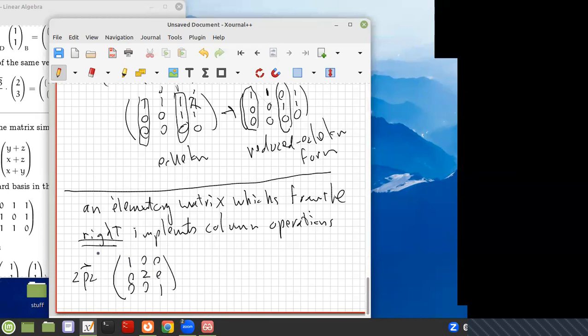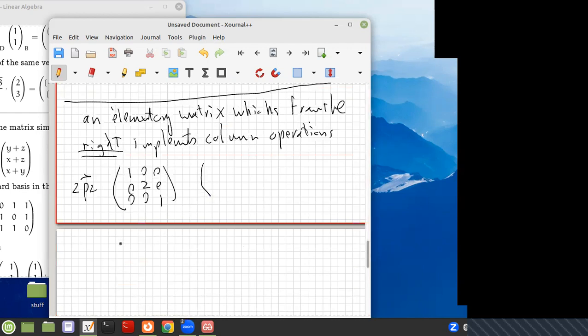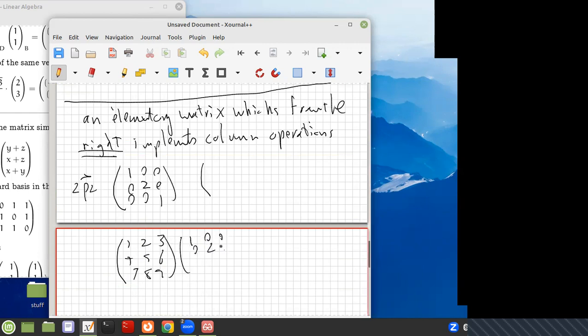Well, if I take an arbitrary matrix and multiply that matrix by this from the right, rather than if I multiply it from the left, it's going to multiply the second row by 2. But if I multiply it from the right, I claim it's going to multiply the second column by 2, right? So it implements column operations.